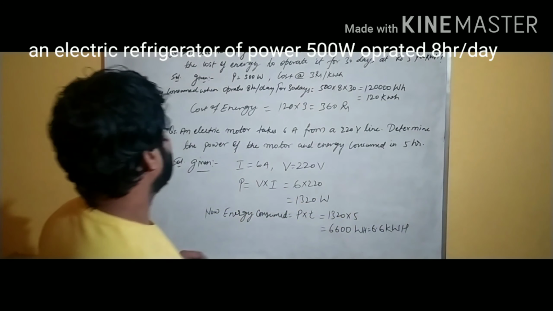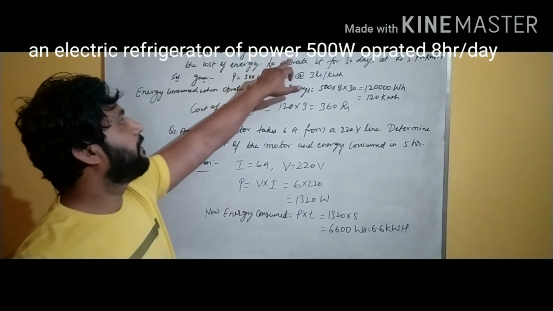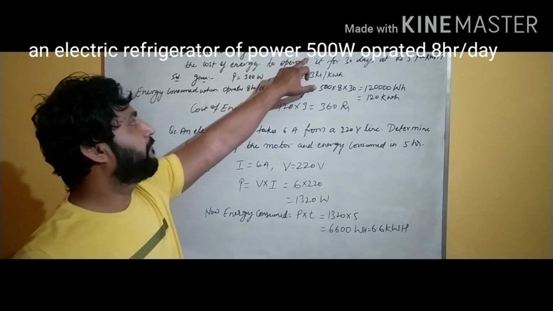In this numerical, an electric refrigerator rated 500 watt operates 8 hours per day. What is the cost of energy to operate it for 30 days at the rate of 3 rupees per kilowatt hour? So in this question we are given the power of the refrigerator, 500 watt, and the cost of energy at the rate of 3 rupees per kilowatt hour. So first, the energy consumed when operating 8 hours per day for 30 days.